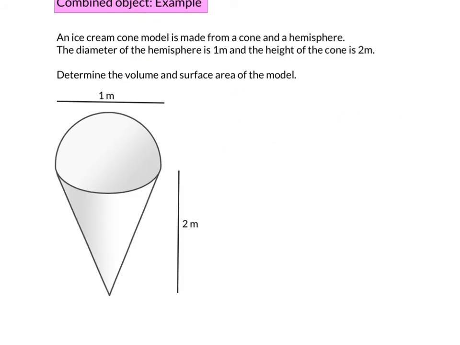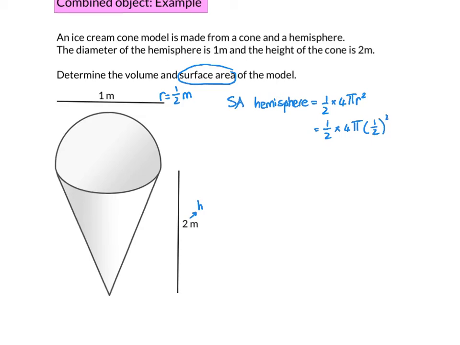Next, let's work out the surface area of the model. Now the surface area is going to take a little bit more thought. Again, I know the radius is a half, and I know that 2 meters is the height. It is not the slant height, but it's the height. So let's start with the surface area of the hemisphere. Now the surface area of the hemisphere will be half of the area of a sphere. So the area of a sphere is 4 pi r squared, so I'm just going to halve that. So let's put my values in. A half times 4 pi, and then r is a half. And so that's going to give me a half pi.